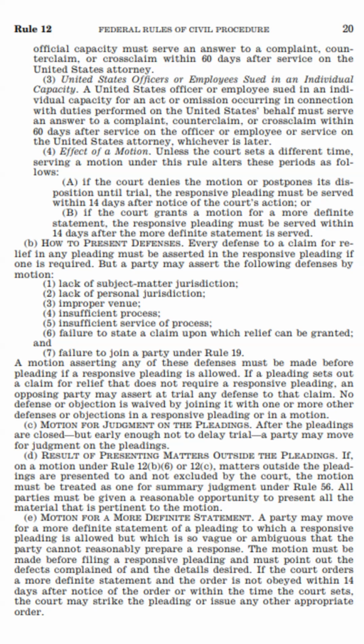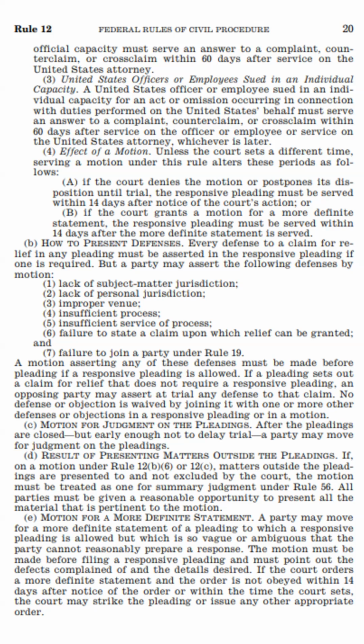D. Result of presenting matters outside the pleadings. If on a motion under Rule 12(b)(6) or 12(c), matters outside the pleadings are presented to and not excluded by the court, the motion must be treated as one for summary judgment under Rule 56. All parties must be given a reasonable opportunity to present all the material that is pertinent to the motion.